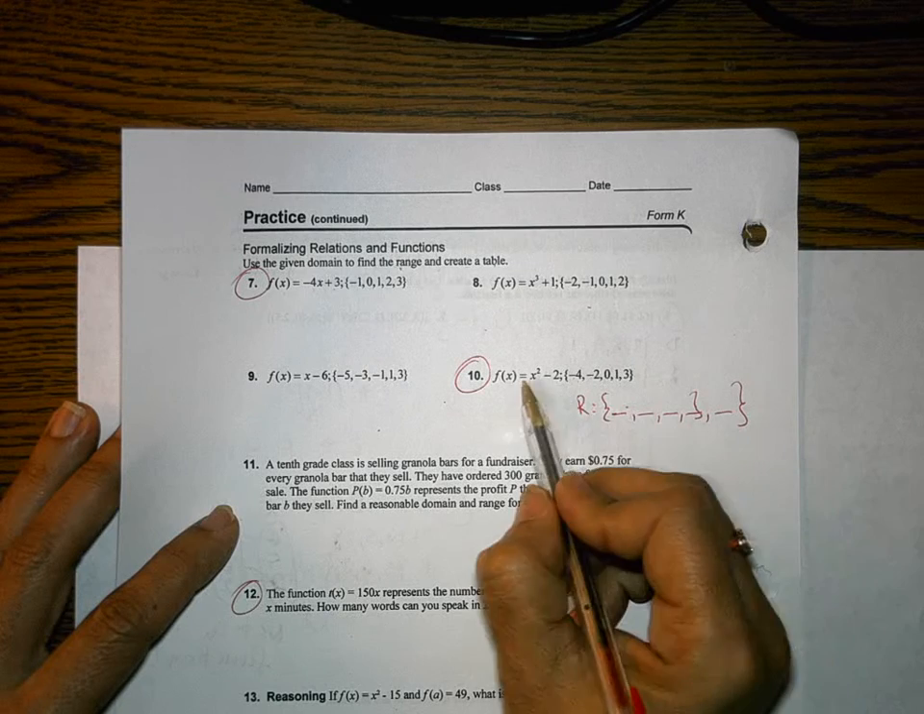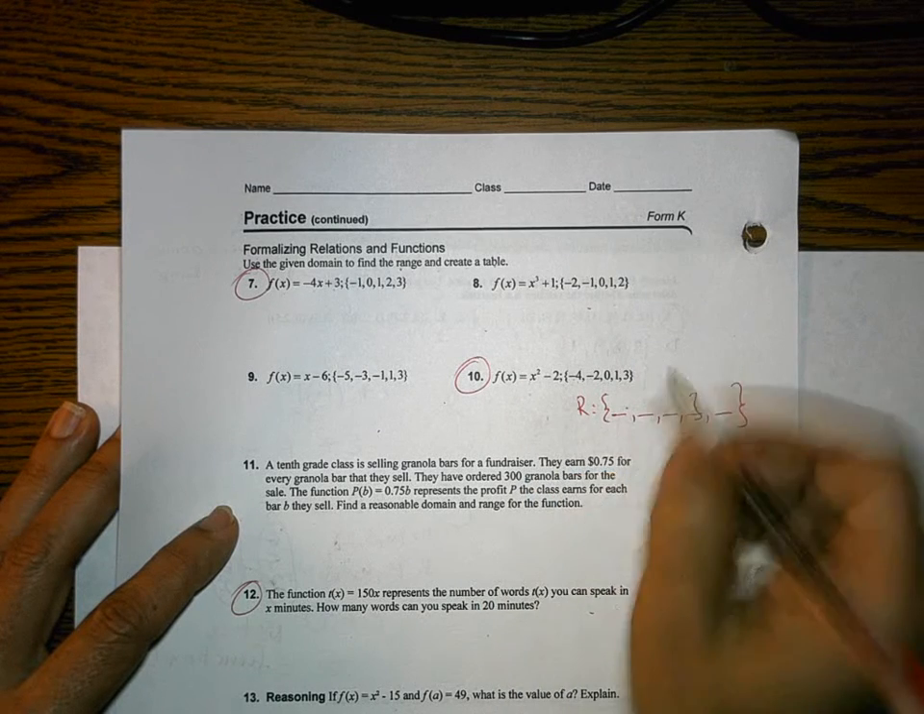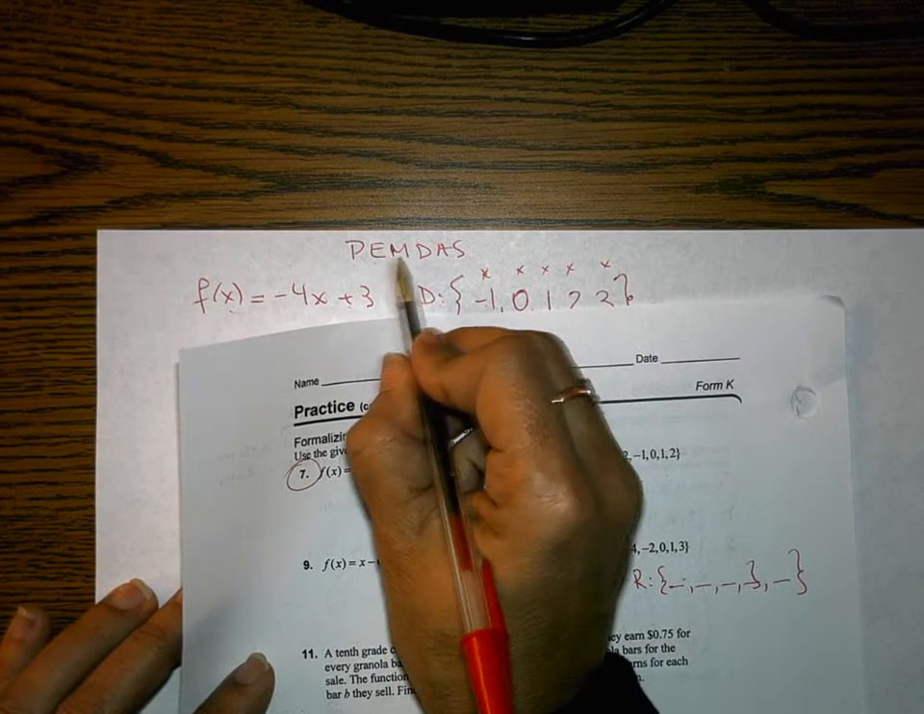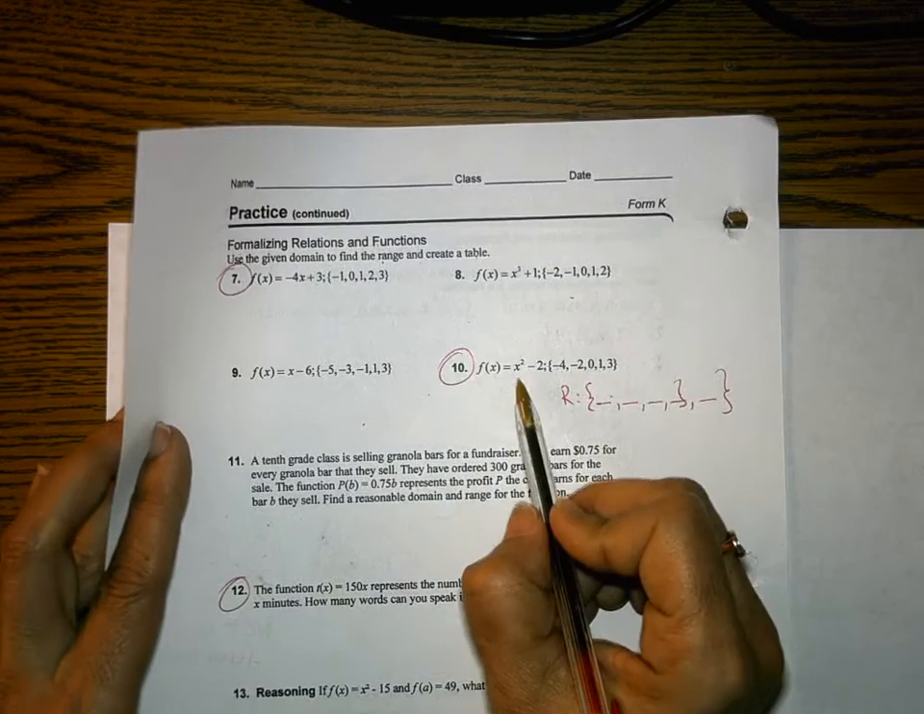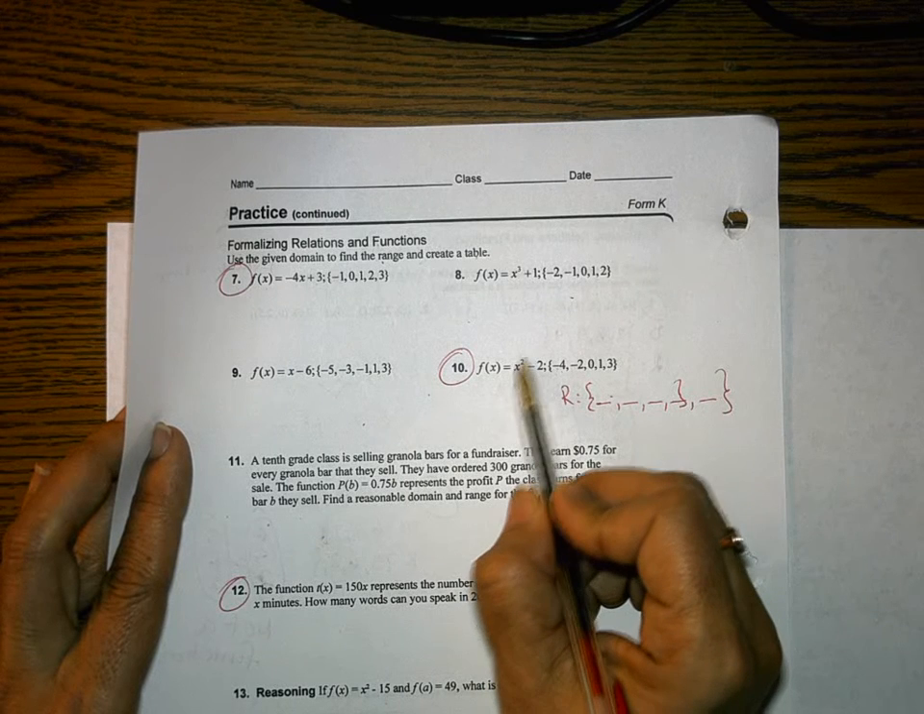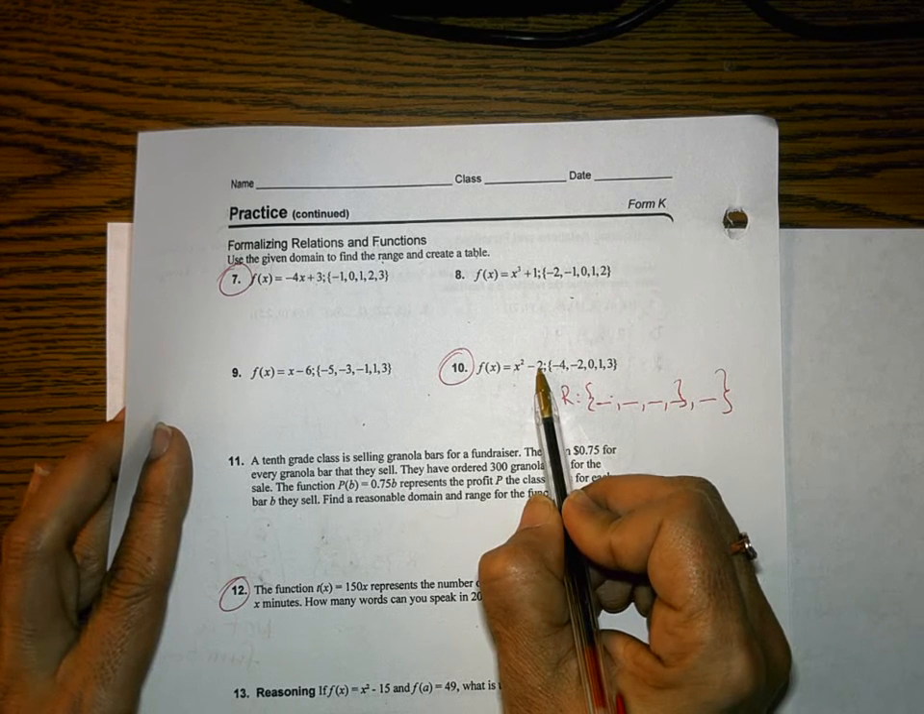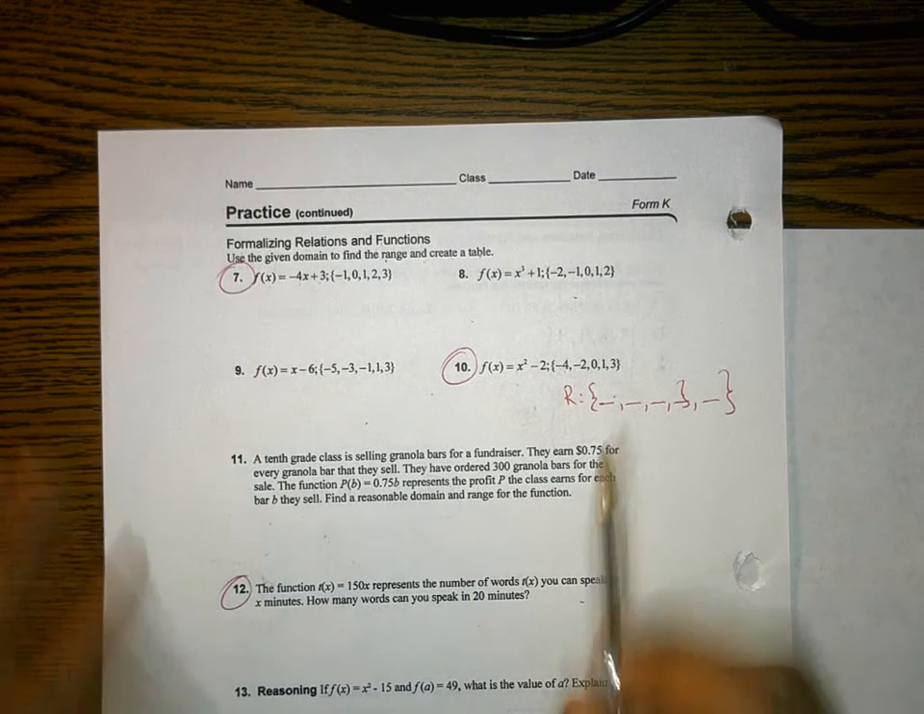So plug it in carefully. Remember PEMDAS. PEMDAS says I have to do exponents first, then multiply, then add and subtract. So in this case, I would take care of my exponent first, then subtract, okay? So I will let you do that on your own.